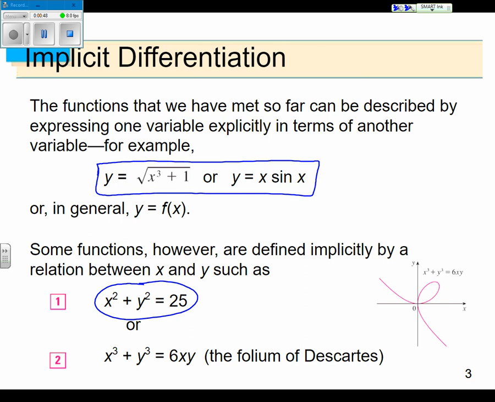I've also included the folium of Descartes down here and its graph. What we're going to be doing is looking at differentiating this function and finding the slope of the tangent line anywhere on this graph, down in the bottom right-hand corner of your screen.